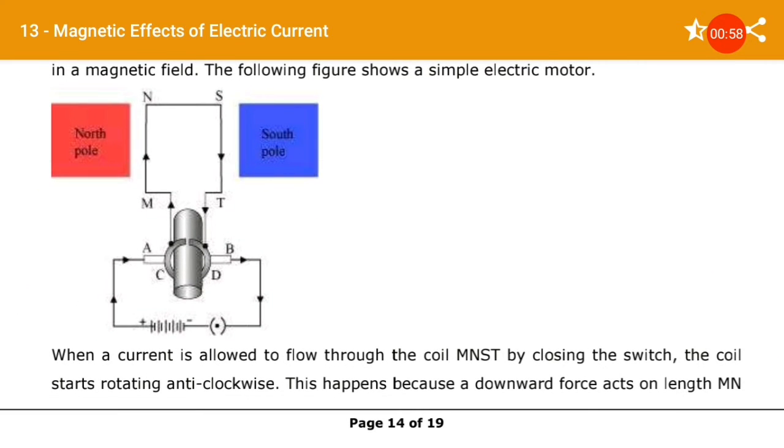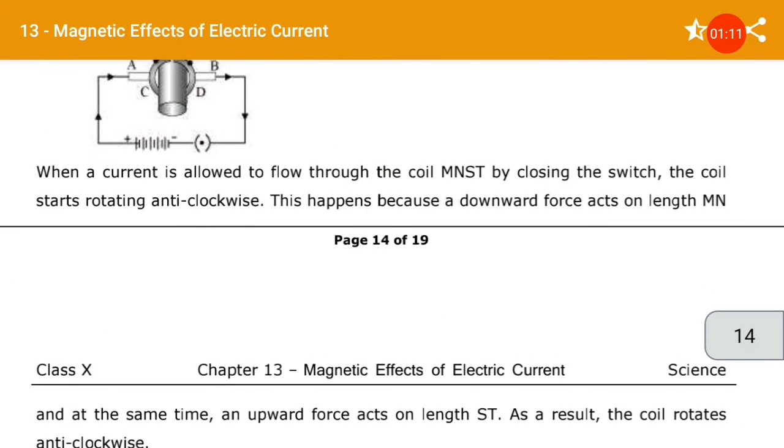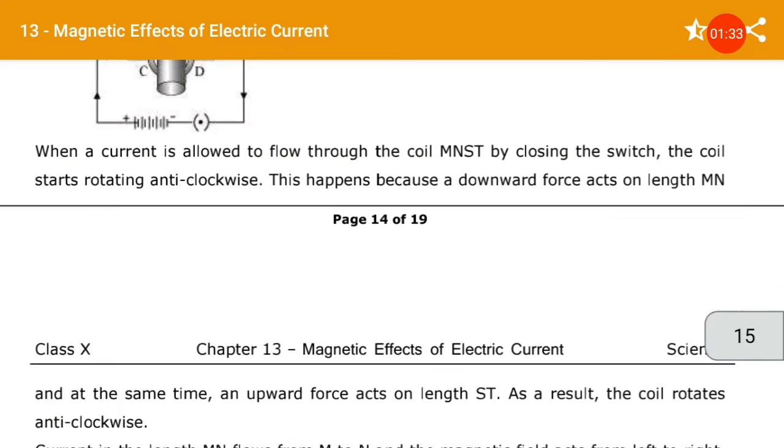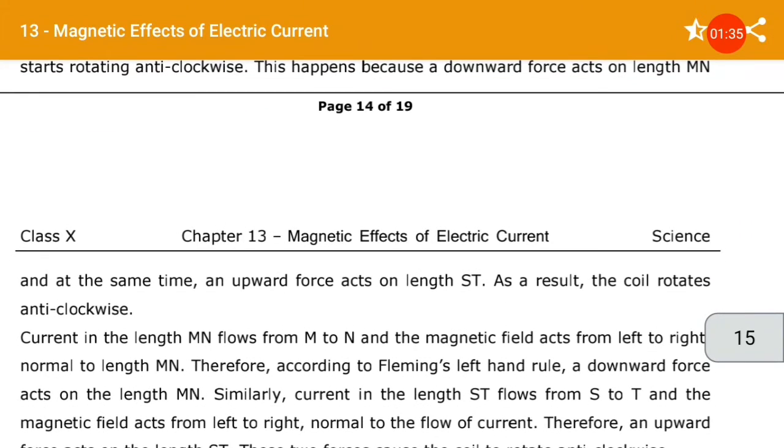Follow the figure, you can see the simple electric motor that you have to draw. In that, the north pole and south pole in between, and the diagram must include the labeling. Where is the split ring, where is the commutator, all these things you have to mention. Now here, when a current is allowed to flow through the coil MNST by closing the switch, the coil starts rotating anticlockwise. This happens because a downward force acts on length MN and at the same time an upward force acts on length ST. As a result, the coil rotates anticlockwise.